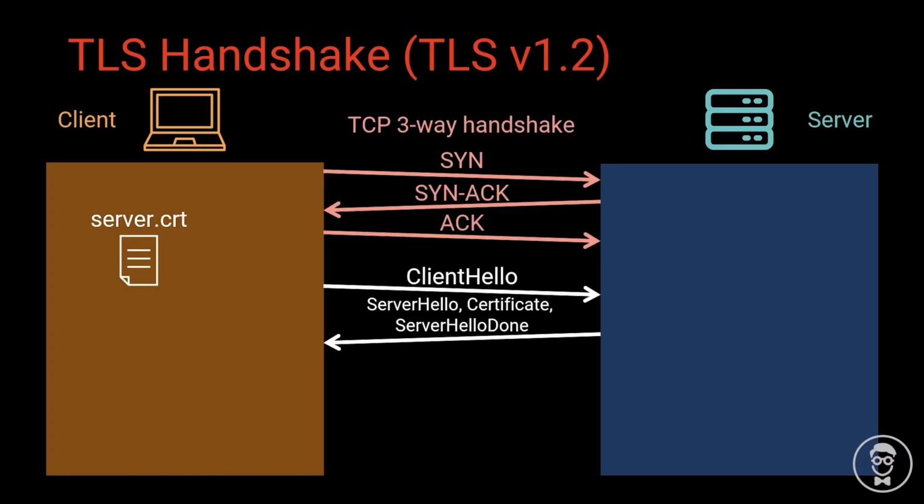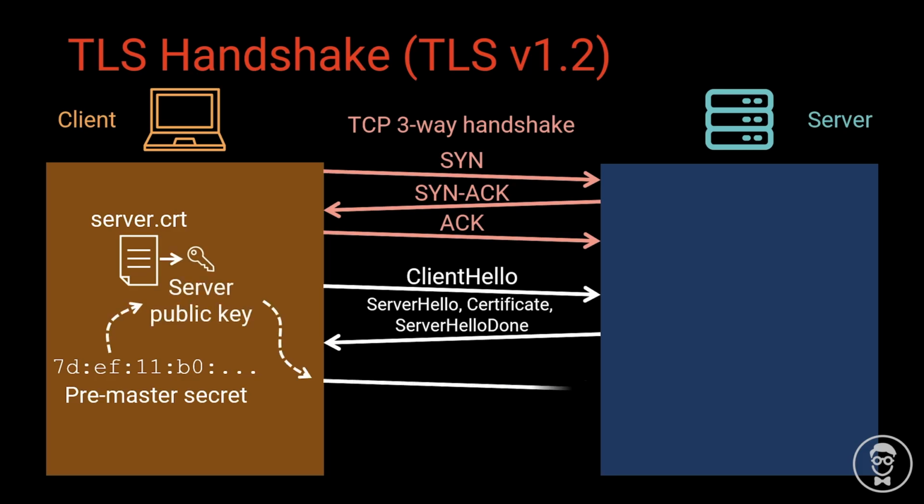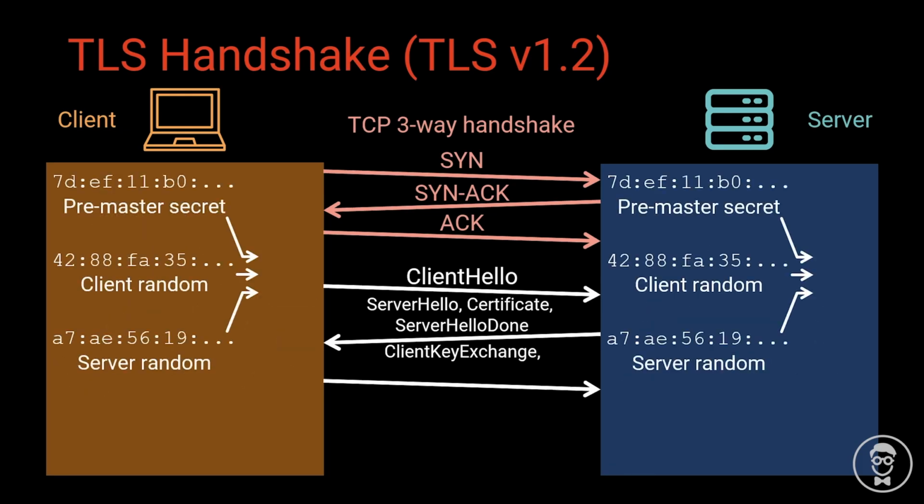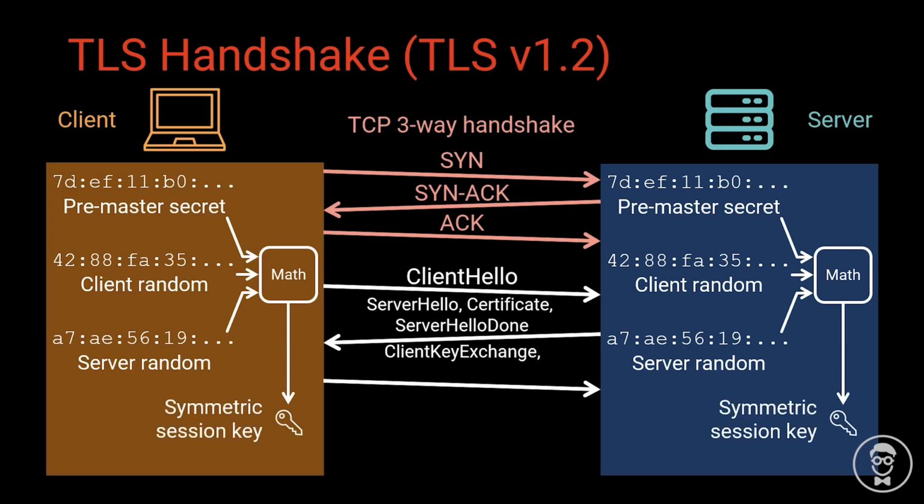In TLS 1.2, the client generates a large random number known as a pre-master secret. It then encrypts this number using the server's public RSA key and sends it to the server. The server decrypts the message using its private key. Now that both the client and server have the same pre-master secret number, they use it along with the client random and server random values exchanged earlier in the handshake to derive the final symmetric key. The symmetric key pair is used to encrypt and decrypt messages with the chosen cipher suite, like AES.